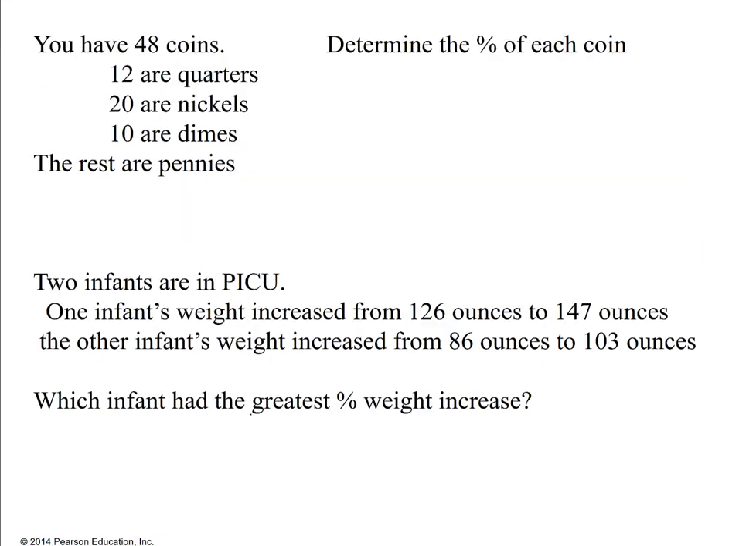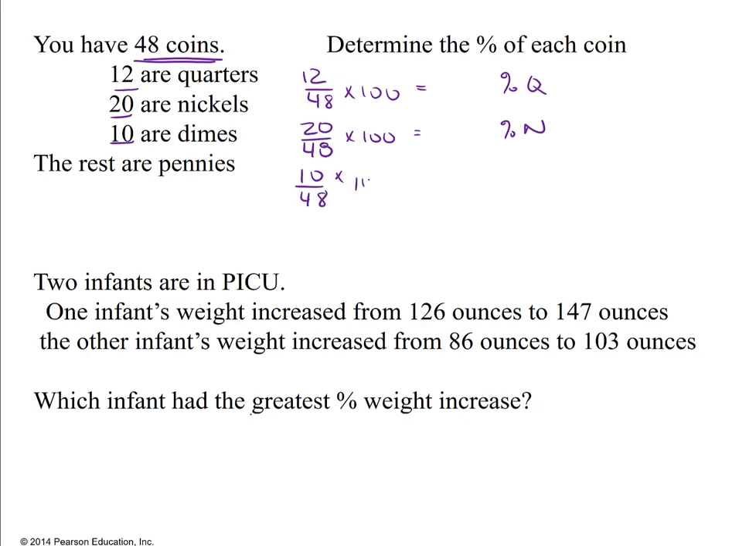So here's an example that you can use. We have 48 coins, 12 are quarters, 20 are nickels, 10 are dimes, and the rest are pennies. So determine the percent of each coin. So where's your total? This is the total, and then each of these are the part. So you would take 12 divided by 48 times 100 will tell you the percent of the quarters. 20 divided by 48 times 100 would tell you the percent of the nickels. And then 10 divided by 48, times 100 would tell you the percent of your dimes.